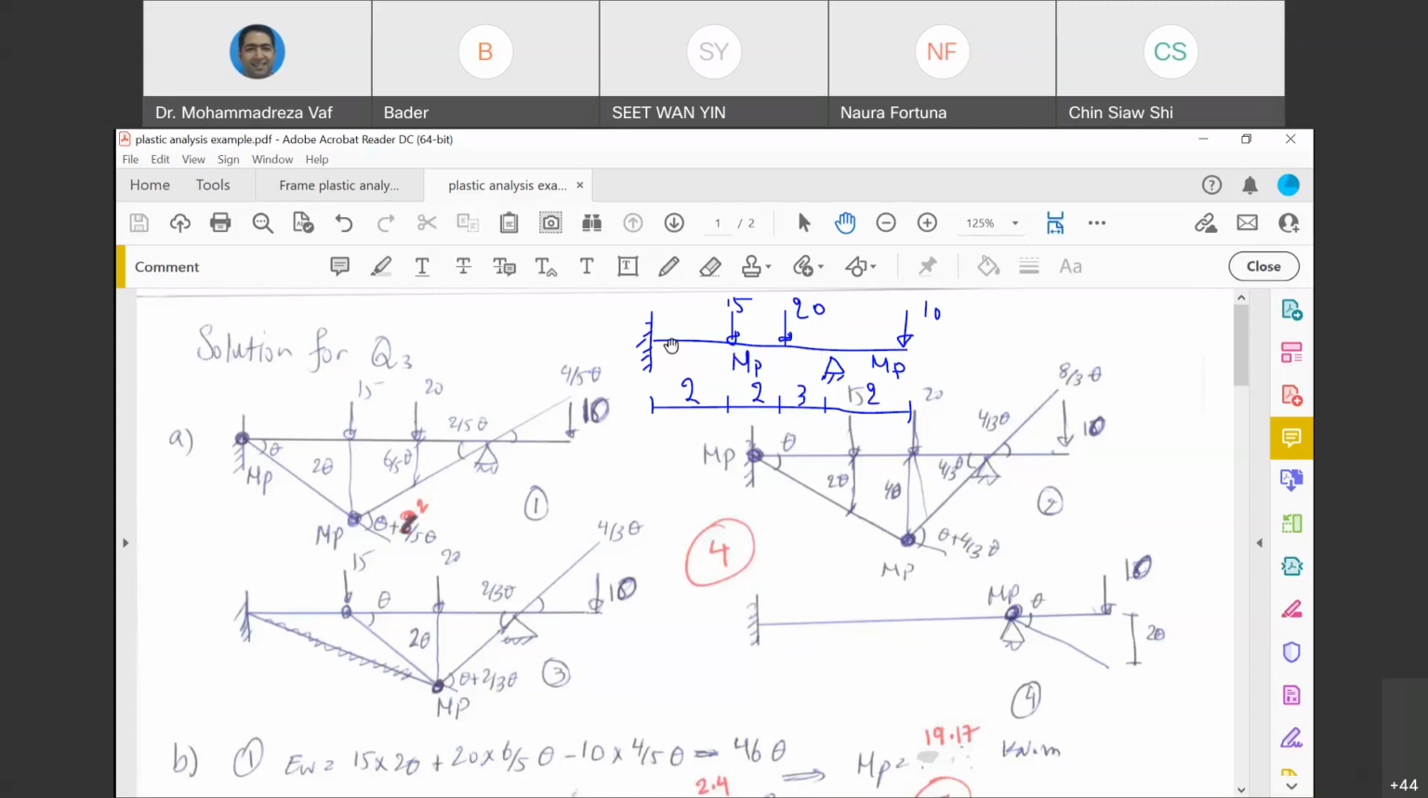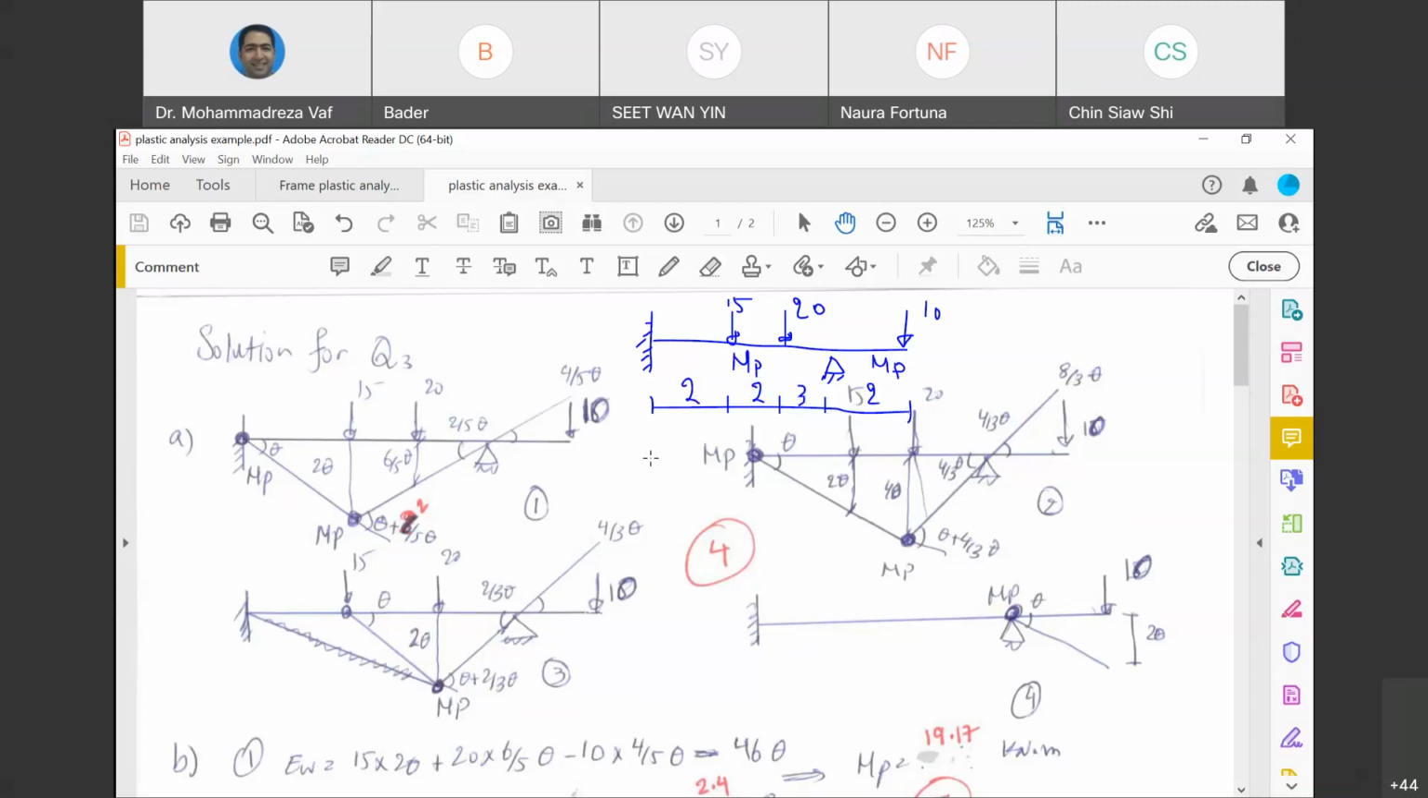In this beam, the whole beam has the same cross section because it is given MP and MP. So there is no difference between the cross section of first span and second span, which is the cantilever part. And the distance of the load is also given to us: 2 meter, 2 meter, 3 meter, 2 meter.